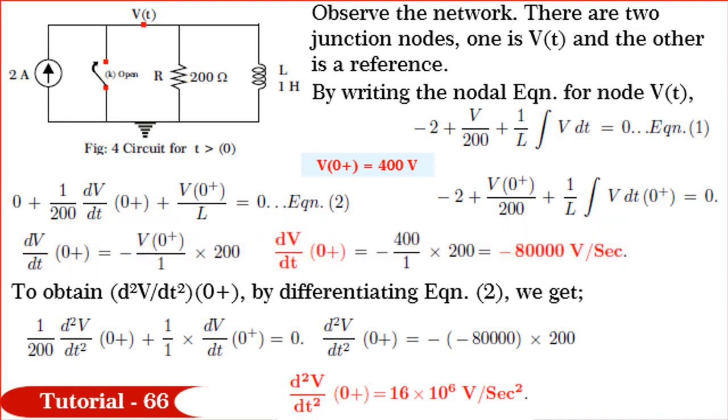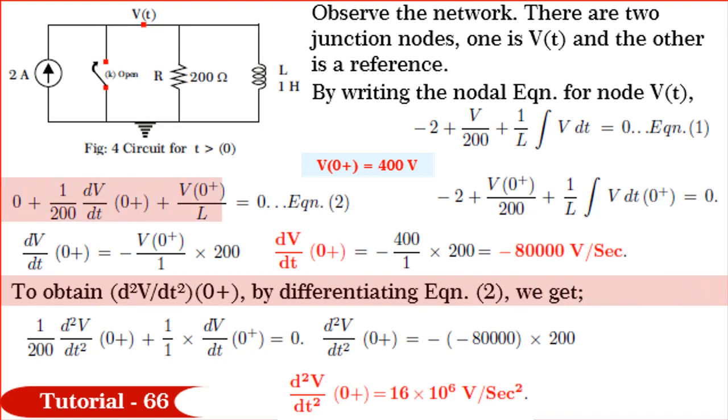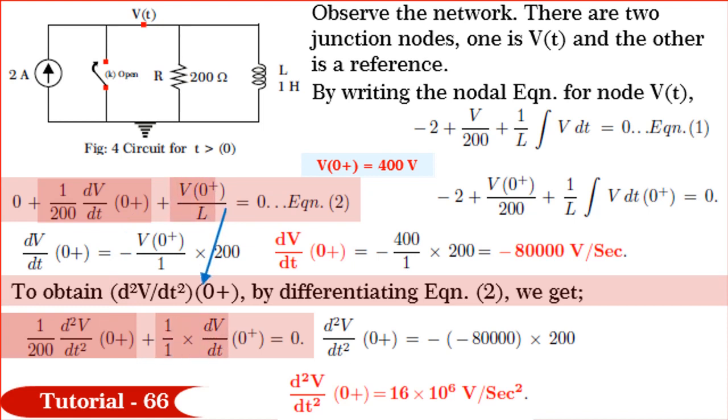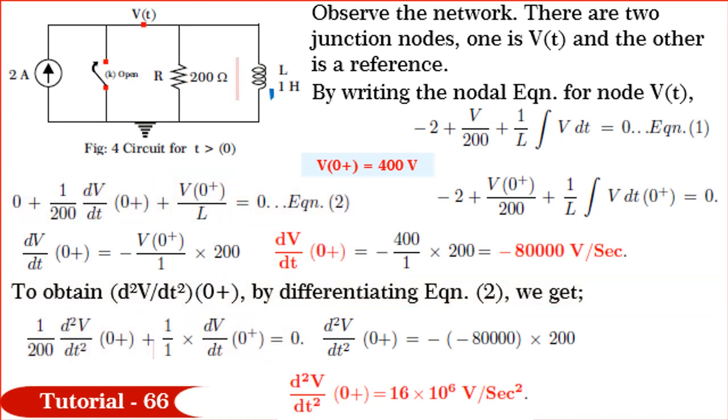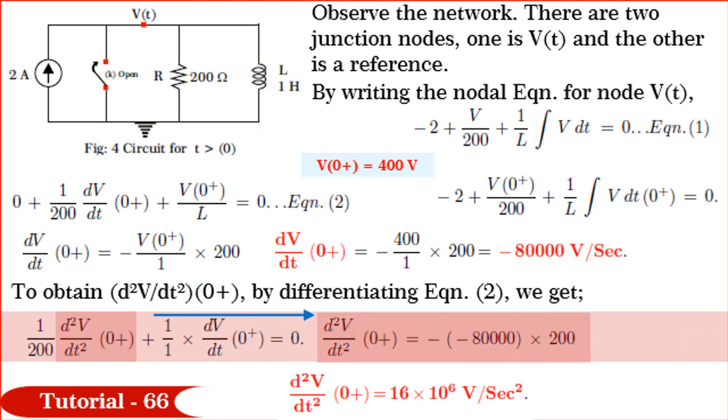Friends, to obtain d²v/dt² at 0+, by differentiating equation 2, we get 1/200 into d²v/dt² at 0+ plus 1/1 into dv/dt at 0+ is equal to 0. Note, L is equal to 1 Henry. By solving for d²v/dt² at 0+, we get d²v/dt² at 0+ is equal to 16 into 10 to the power of 6 volts per second square.